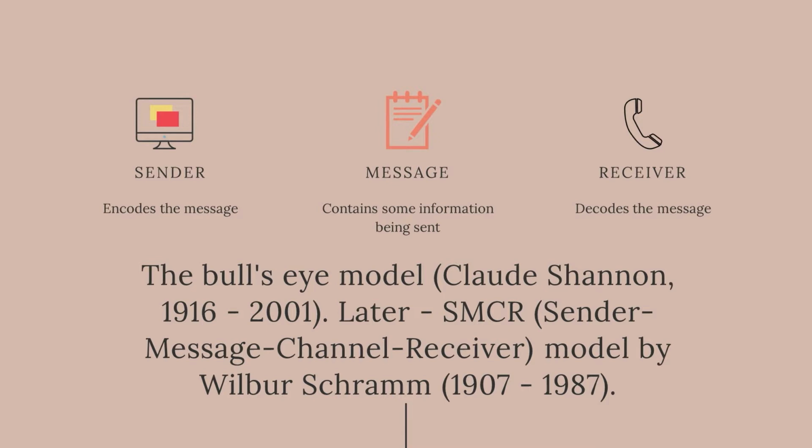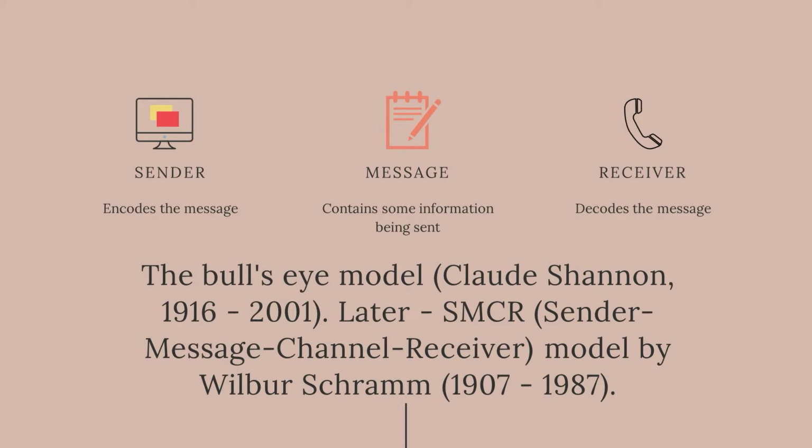The model explains that people communicate to each other through the following pattern. We start with the sender, who encodes the message. Then we have the message that contains some information that's being sent, and then the message is being transmitted to the receiver, who decodes the message to understand it. And that's pretty much it.